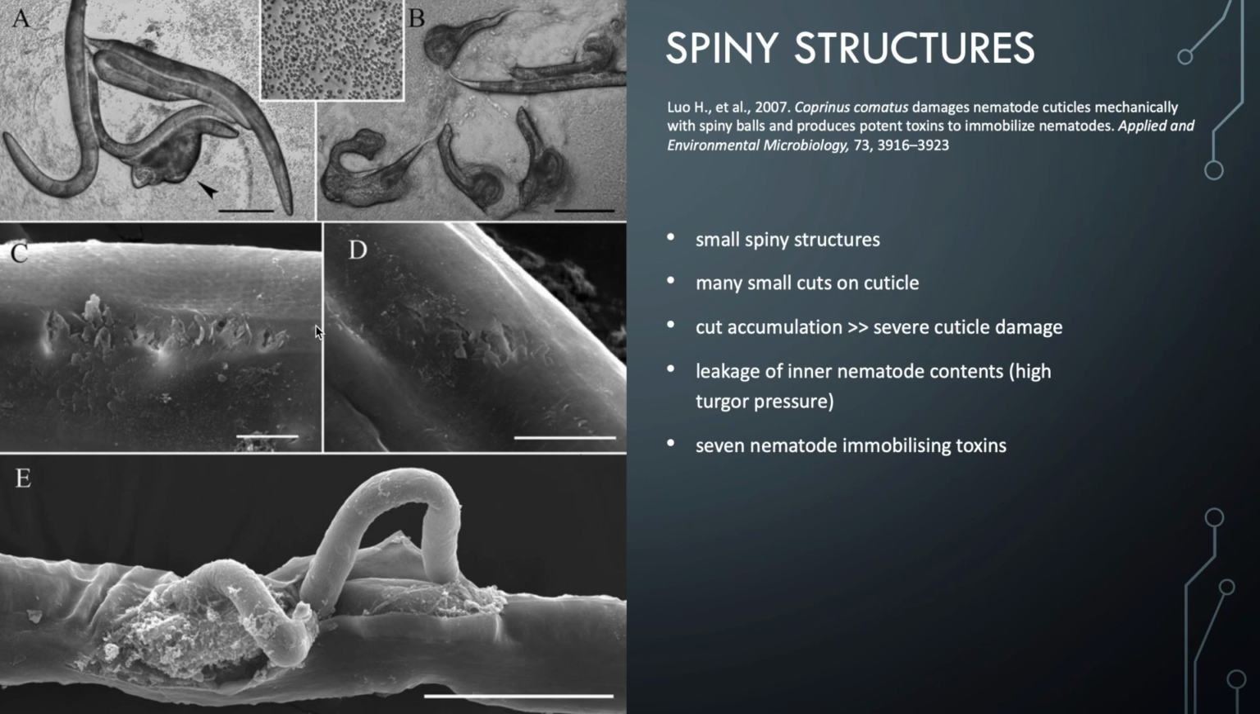as the nematode has a high turgor pressure, and that's how it moves. The cuticle is pressurized, so it's like a pressurized exoskeleton. So whenever there is a puncture in that cuticle, the pressure within it will cause a rapid leakage of its contents. In addition, Coprinus comatus also has been found to produce 7 nematode immobilizing toxins. So these two mechanisms, the damage to the cuticle as well as the toxins, work hand in hand to damage and immobilize the nematode, and then the fungal hyphae penetrate into the nematode and consume the poor creature.